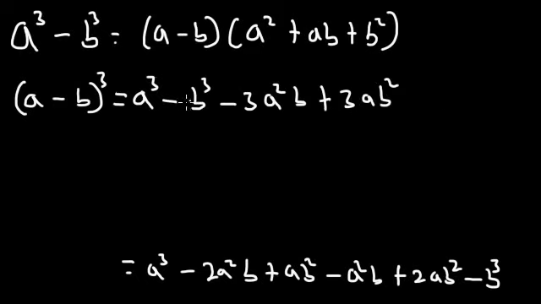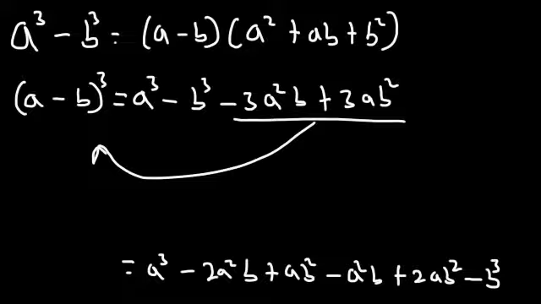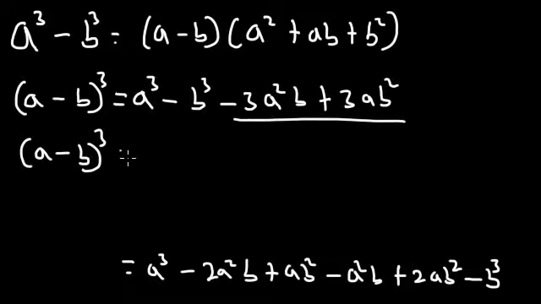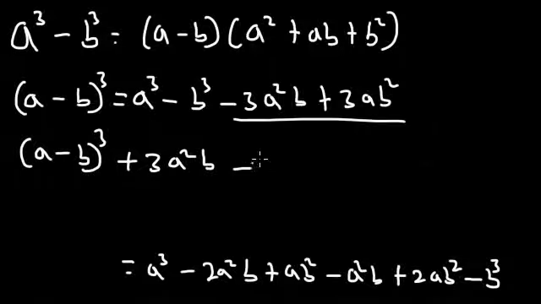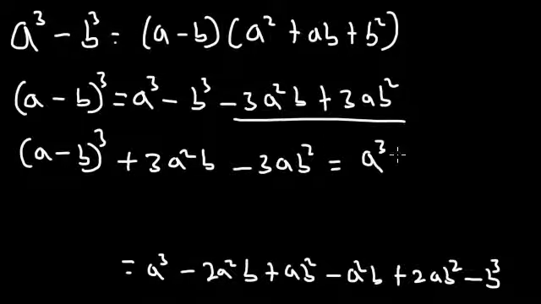Perfect. Now since our goal is to isolate the difference between these two cubes, we can bring these two expressions to the left hand side, and then we have (a − b)³ plus, when this comes over, it becomes positive, plus 3a²b, and when this comes all the way to the other side, it becomes negative 3ab², and this is equal to a³ − b³. Perfect.